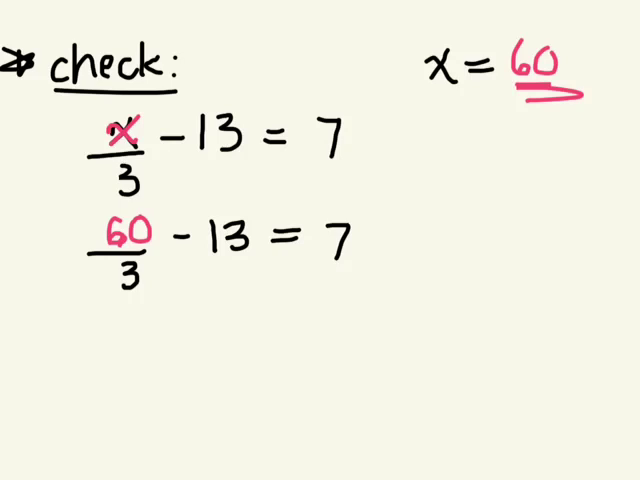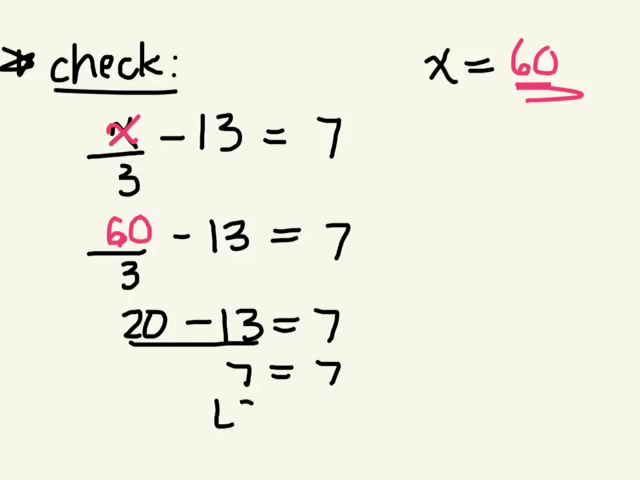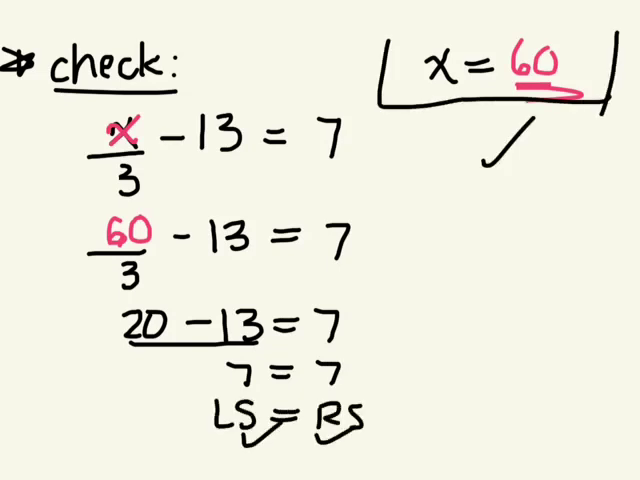Now we're just going to simplify this to see if it balances. So what's 60 divided by 3? 20. Good. 20 minus 13 equals 7. Well, what's 20 minus 13? 7. Good. Left side is 7. Right side is 7. Good. So this is correct. Our answer has to be right.